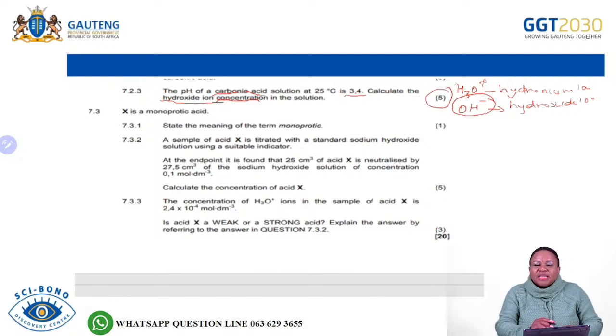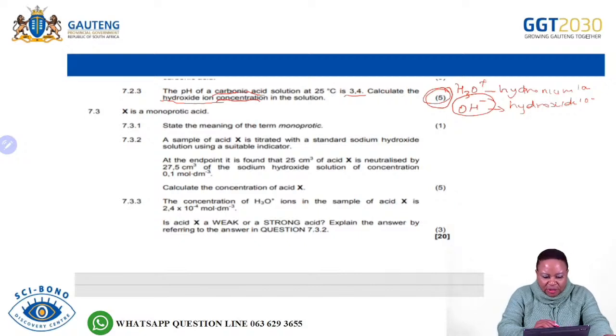For the 5 marks, if we were just expected to calculate the concentration of H3O+, which are the hydronium ions, I think the mark was going to be 3 marks. But now, because we are expected to calculate the hydroxide ions, we have moved further by using the ionization constant of water to find the concentration of hydroxide ions. Therefore, the marks are 5 marks for the formula of the ionization constant of water, and also for manipulating to find the concentration of hydroxide ions.